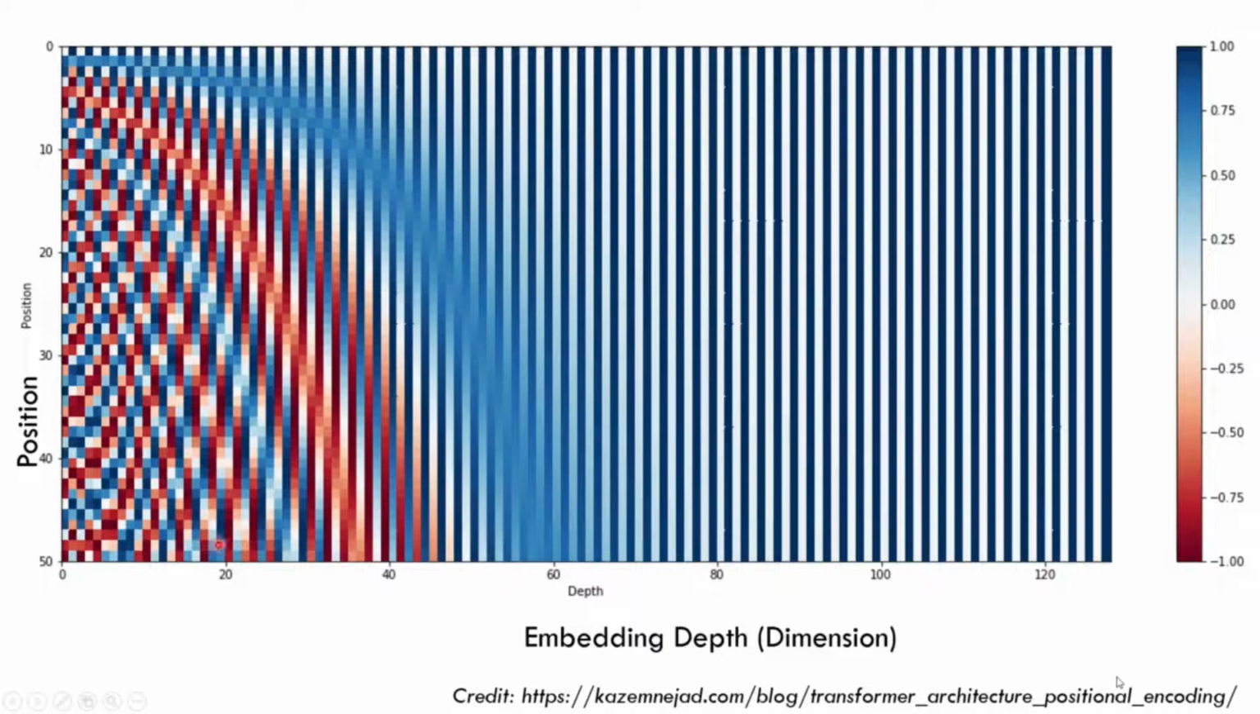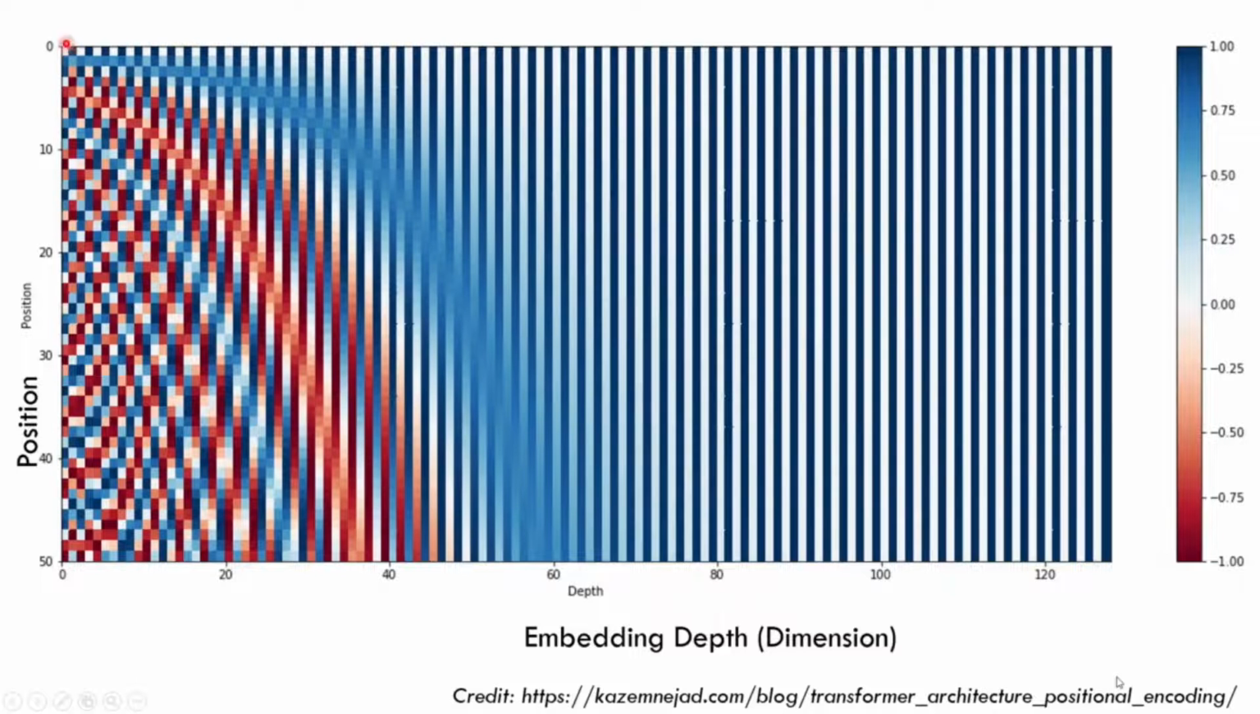Here, the author has plotted the values of the positional vector. On the x-axis we have the embedding dimension or the depth. Here it has taken a 128-dimensional positional encoding, and on the y-axis we have the position. It starts from 0 at the top, then the 10th position, up to the 50th position. Initially at the 0th position, for alternate vectors there is not much difference because it's all sine and cosine values. On the top, the dark blue stands for +1 and the dark red stands for -1. So at the 0th position, we alternate between cos and sine.